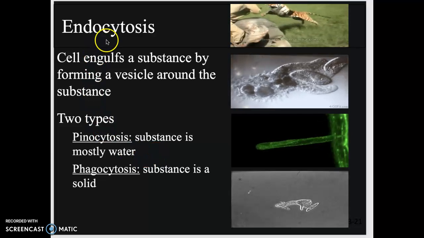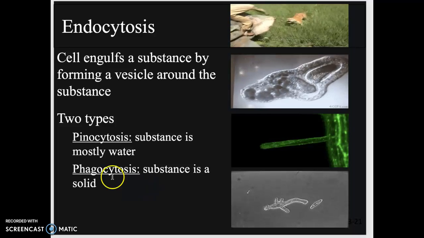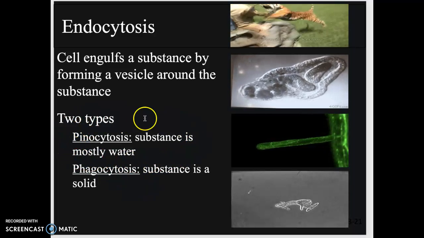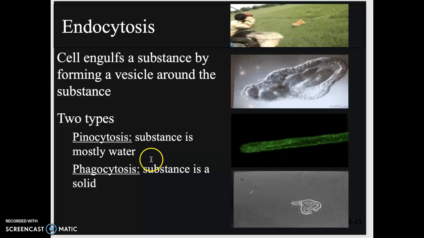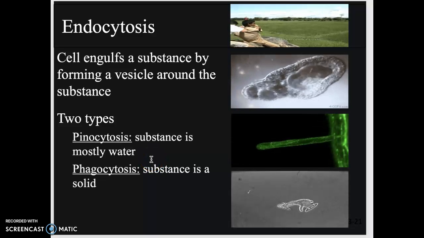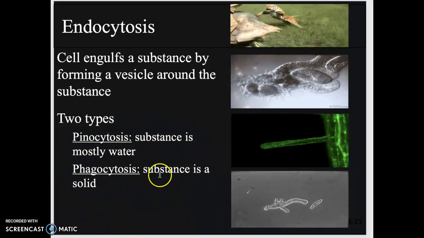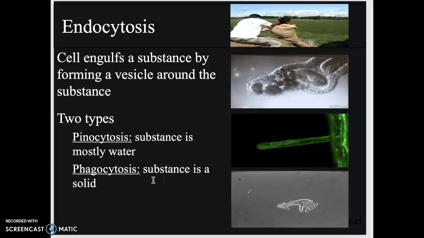In terms of endocytosis, there are two types. Sometimes the cell will actually suck in water through the process of endocytosis. We call that pinocytosis. And then sometimes the cell will actually take in a large solid, and that's called phagocytosis.